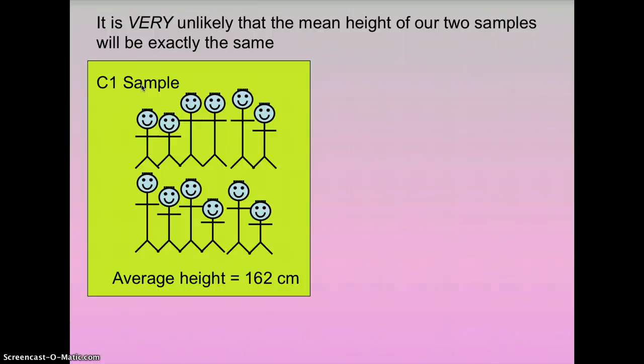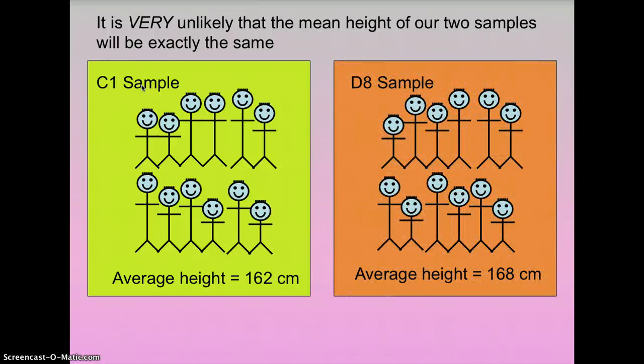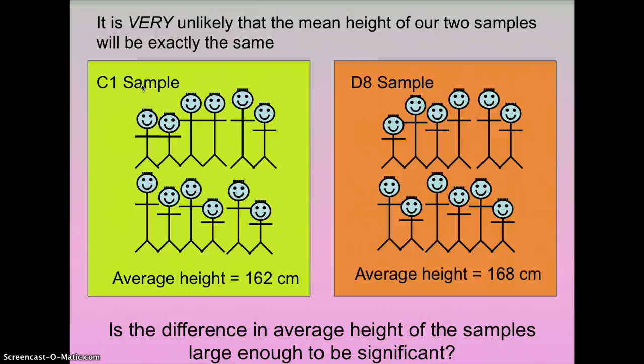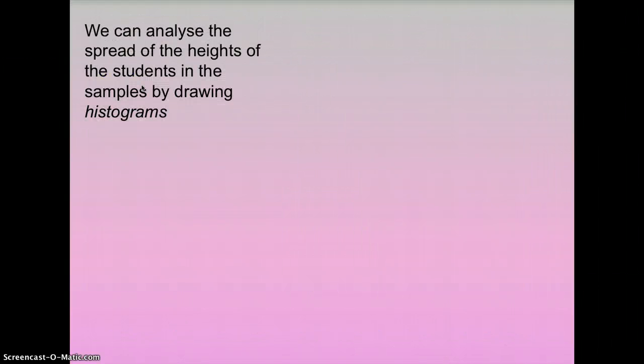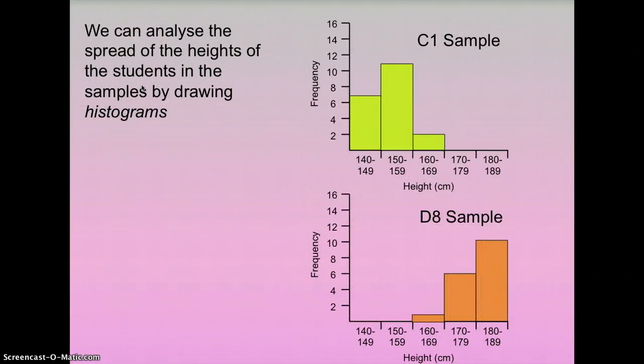So here's the average height for the yellow class, and here's the average height for the orange class. This leaves us with the question: if they're only different by 6 centimeters, is that a significant difference enough to say that there's clearly a difference between the two groups? So this is where we go into some data analysis.